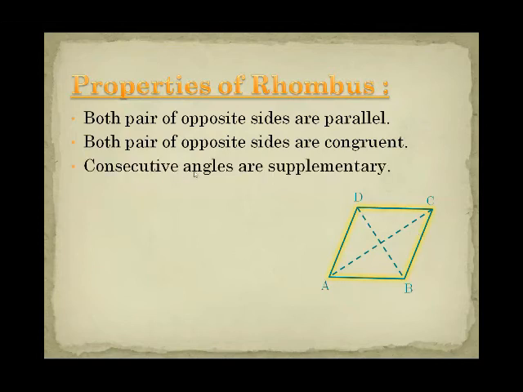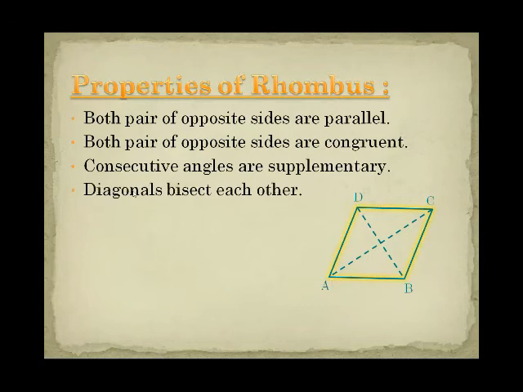Now the third property is consecutive angles are supplementary. As you see, students, this is also a property of a parallelogram. Consecutive, meaning adjacent angles, angle A and angle B are supplementary, so the sum of angle A and angle B is equal to 180 degrees. Angle B and angle C are supplementary, angle C and angle D are supplementary, and angle D and angle A are also supplementary.